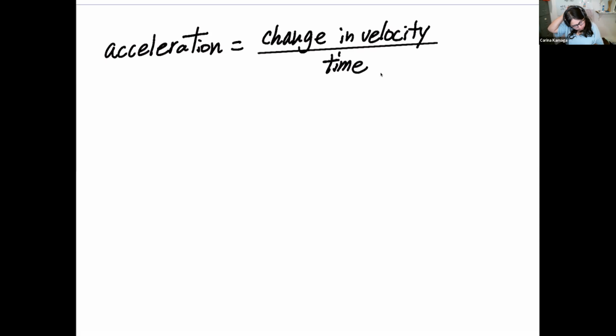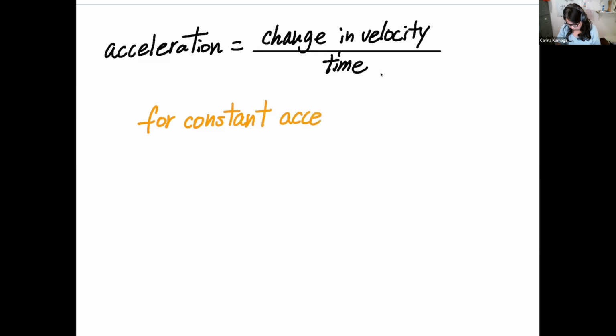If we want to find out the velocity of the object that's going through acceleration, then if the acceleration is constant, this is only true for constant acceleration.